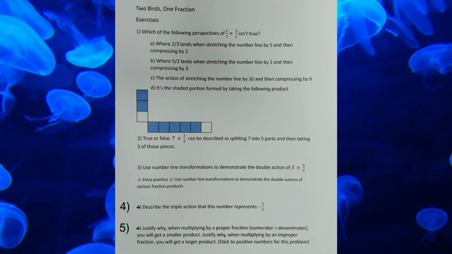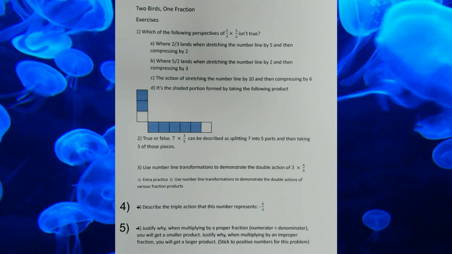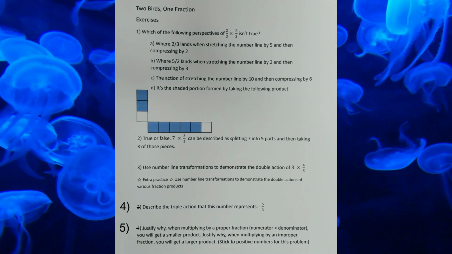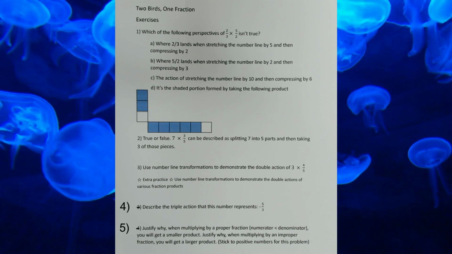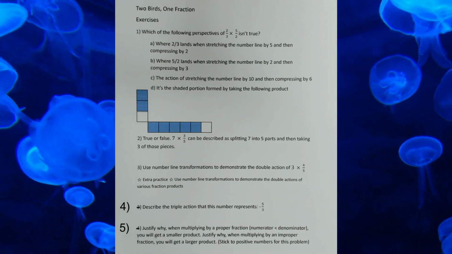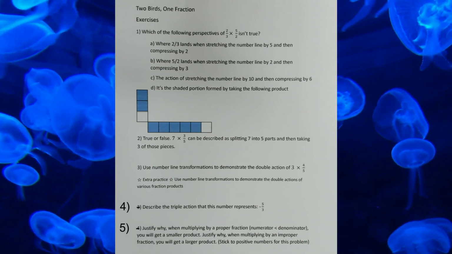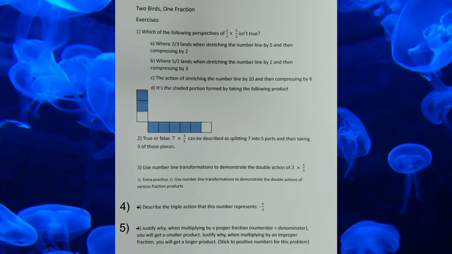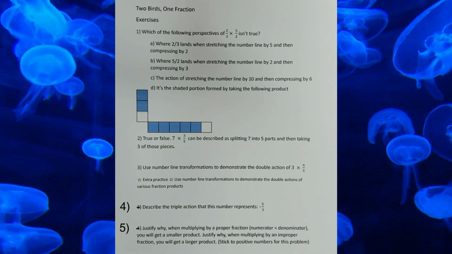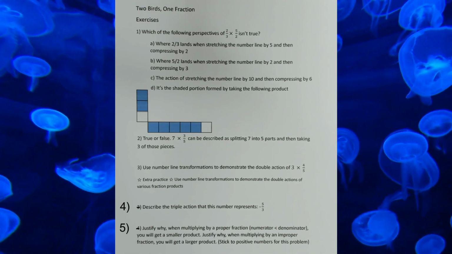In the last video, we talked about some interesting perspectives that we can take on fractions. In particular, we saw that fraction multiplication was really just doing two different things at once. It wasn't just multiplying by a number, but basically a stretching and a compression, and that took us all the way back to where we started with this series. So it was kind of cool to see that.